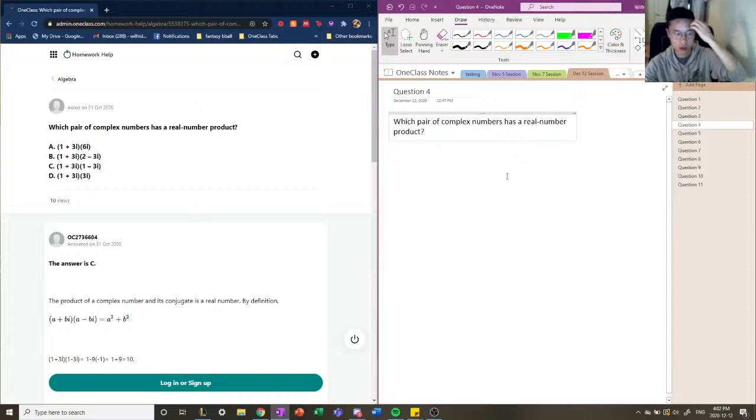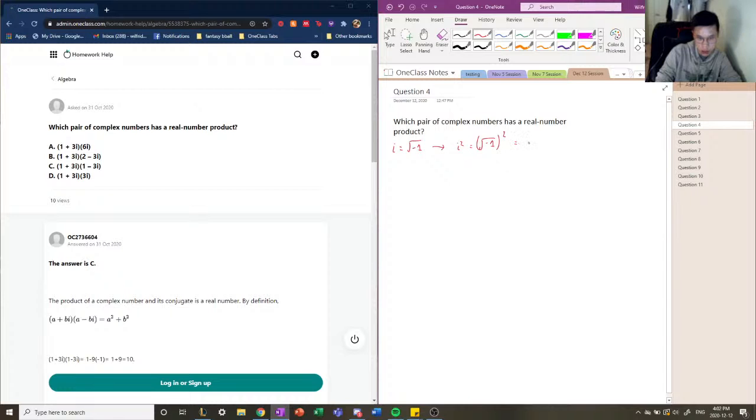So in the first question, I described what a complex number is, right? A complex number has a real component and an imaginary component. Another thing to cover before we begin to tackle each of these options is that we know that i is equal to the root of -1. Therefore, i squared is equal to the root of -1 squared, which is equal to -1. This is going to be a very important fact as we try to tackle this question.